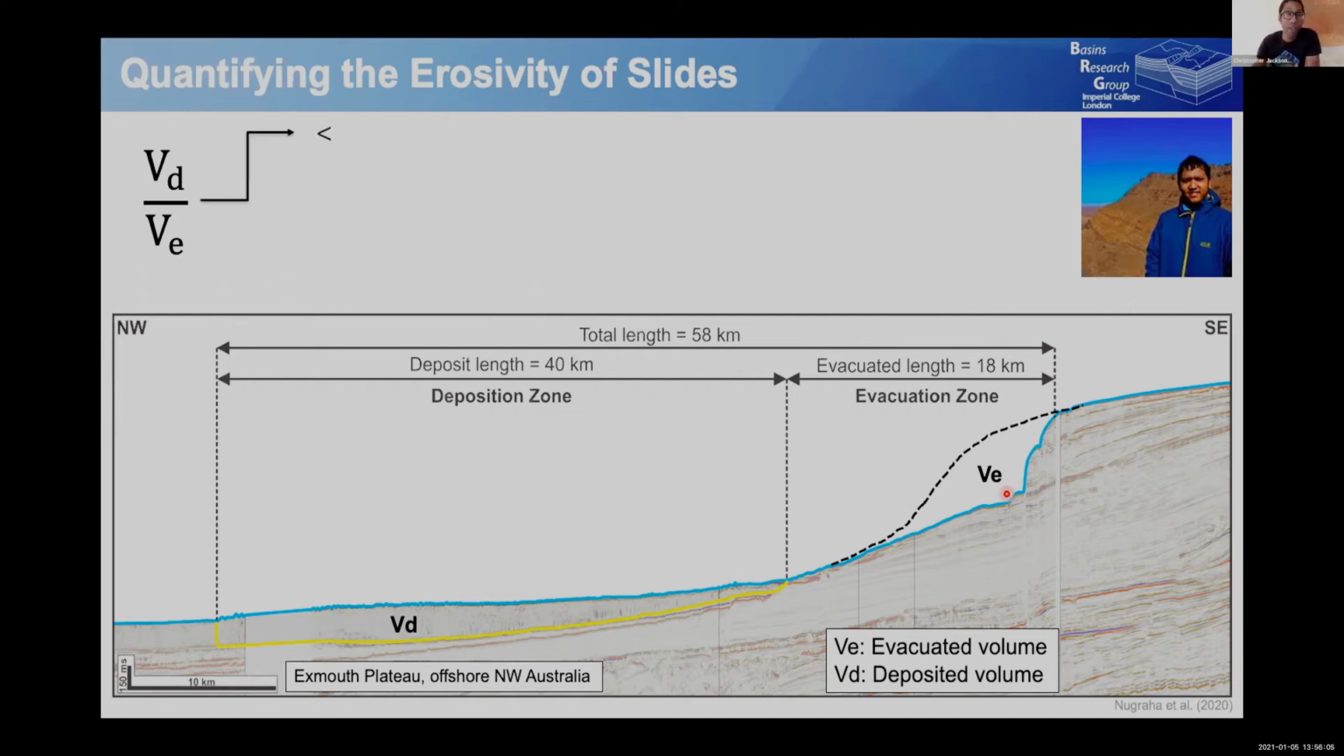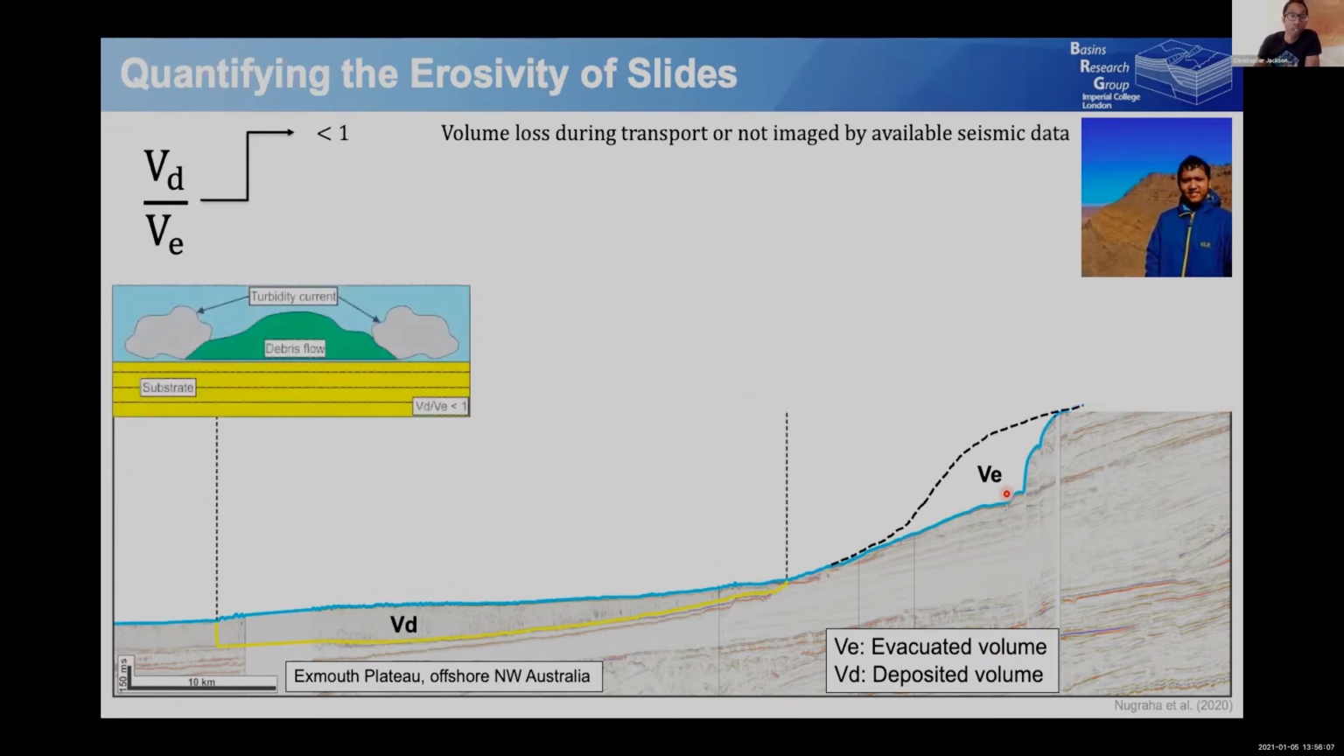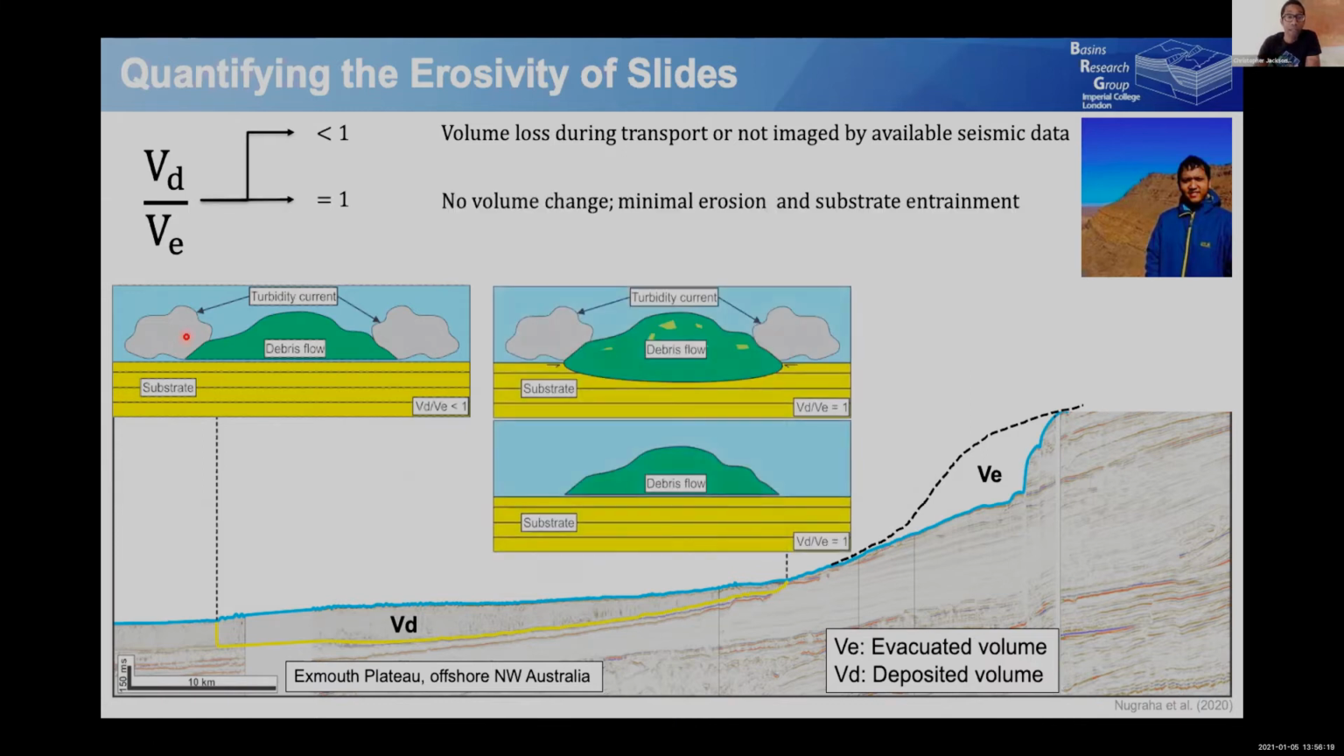Well, if we have a VD-VE ratio of less than 1, so the deposit volume is less than the failed volume, that could mean that we have some material leaving the flow as it's moving. If we have a VD-VE ratio of 1, there's no volume change, and that could mean that the flow is hydroplaning, so it's not taking in material, it's not losing material. Or it could be eroding the seabed but actually losing some material in a low density cloud. So overall it balances to give us this ratio of 1.